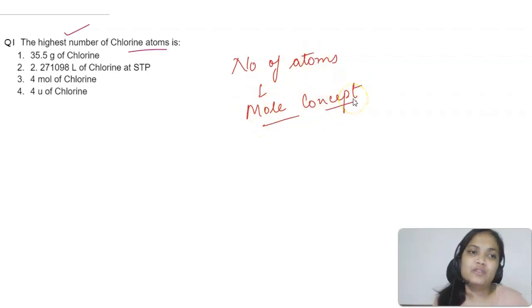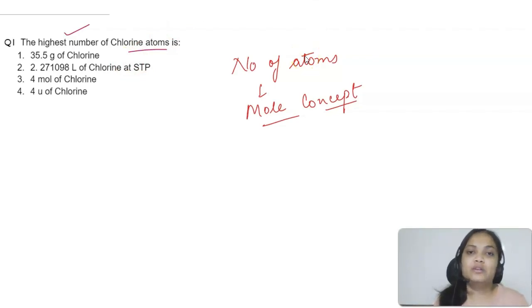Mole concept is actually one of the important topics of this chapter, because a lot of questions have been asked from this topic. I'll show you also, right? So the question here is, we have been given different quantities of chlorine, and we need to find out which one will have the highest number of chlorine atoms.